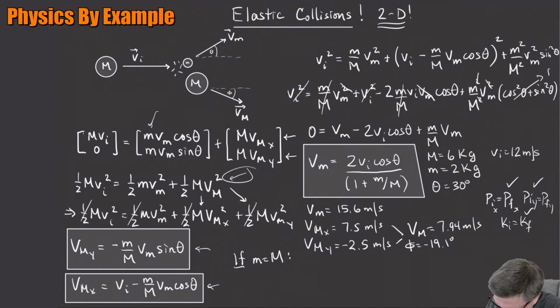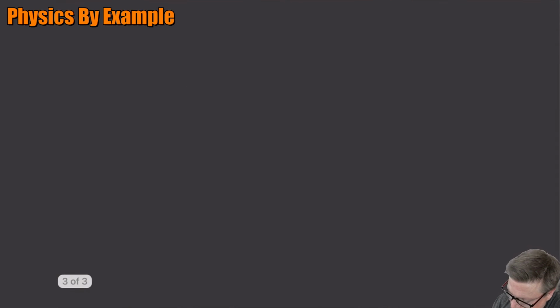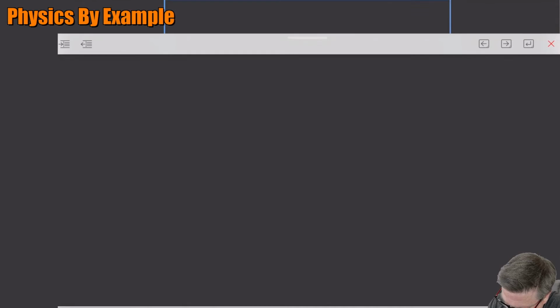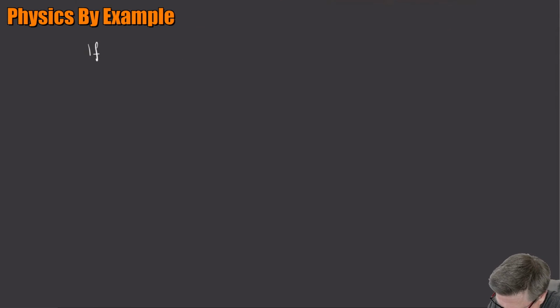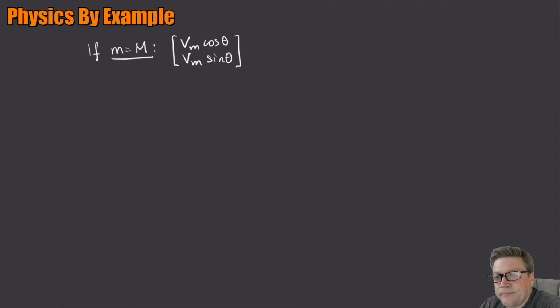Okay, so here's what that would look like. So just for kicks, let's look at Vm cosine theta, Vm cosine theta. You know what? I better do this on a fresh sheet of paper, as it were. There's something cool we can do. Okay, so the final momentum of these two things is going to be Vm cosine theta, Vm sine theta. Sure enough.